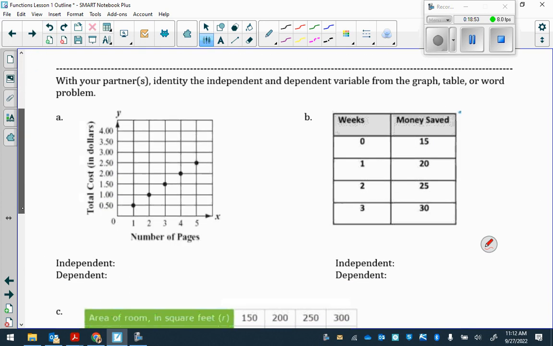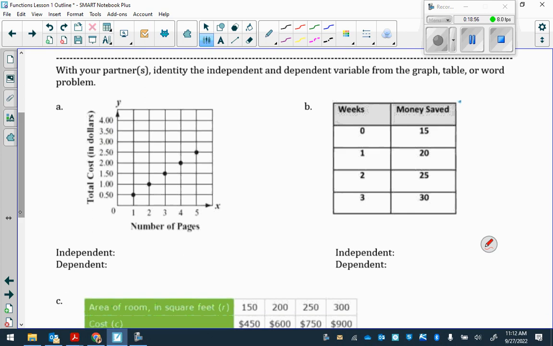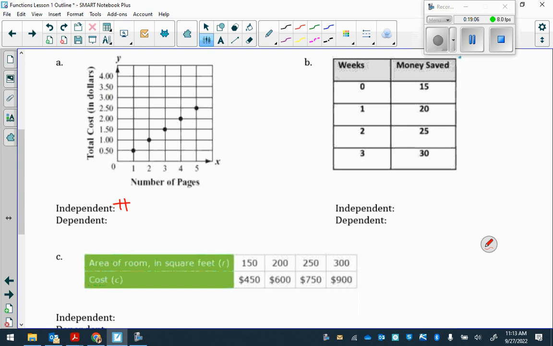So if we look here at this first graph, we have number of pages, total cost in dollars. Which one is the independent variable? Good. Number of pages. Therefore, what would be the dependent variable? The total cost. Good. Again, we're talking of money. All right, so with your partner, I'll give you about 2 minutes. B, C, and D. Go ahead.